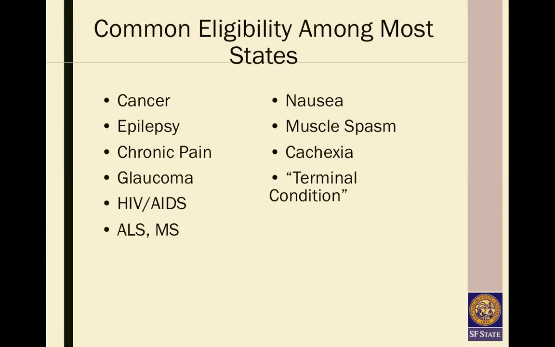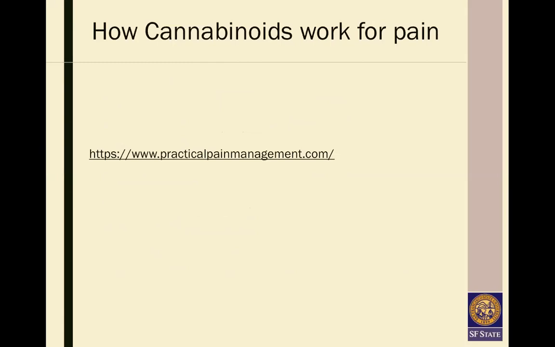Common patients who could get these here in the United States, and certain states that allow it, although anyone in California can have it, but in other states where it's just for medical use, it's usually cancer, epilepsy, chronic pain, glaucoma, HIV, AIDS, ALS or MS, nausea, muscle spasm, cachexia, or terminal condition. And if you want more information on how cannabinoids work for pain, because that's what we see a lot in patients using it in our facilities, this is the website that you can go on.